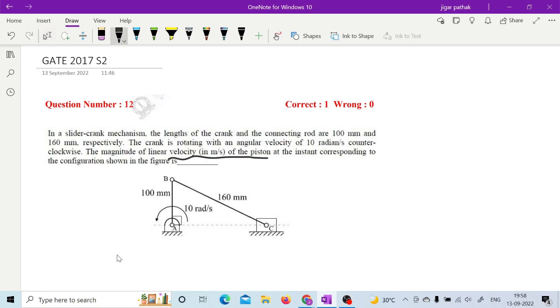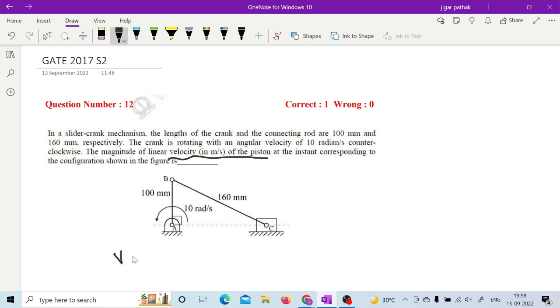Sir, could we apply this by using the I center or vector analysis? That can also be doable, I guess. If you try, then you can go that way. Sir, is the answer 1 meter per second? Yes, 1 meter per second.